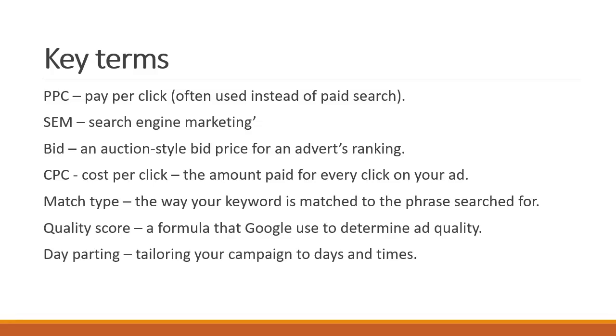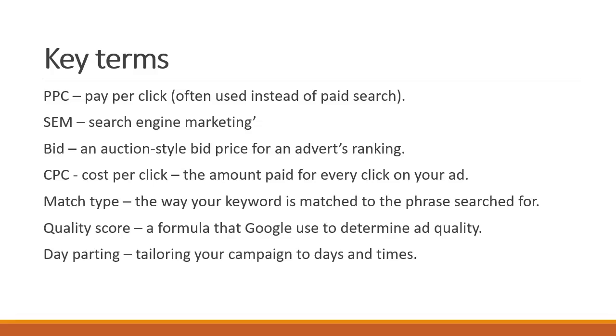Okay? SEM is search engine marketing. So any marketing that's involved in a search engine type. Bidding is how we pay for our advertising's ranking. So it's an auction style. Cost per click, so the amount paid for every click on our ad.